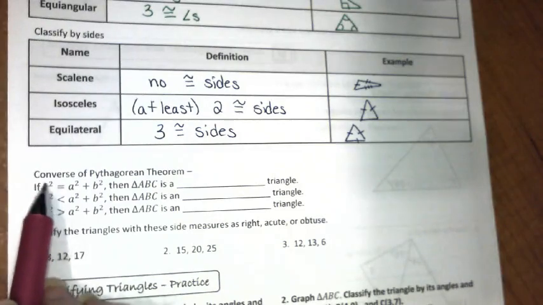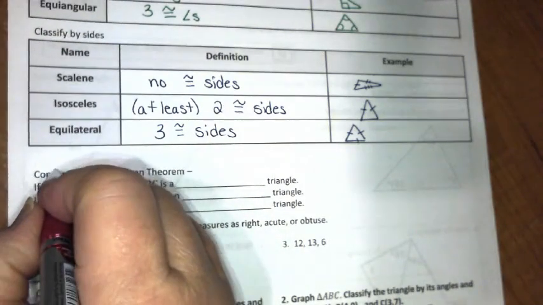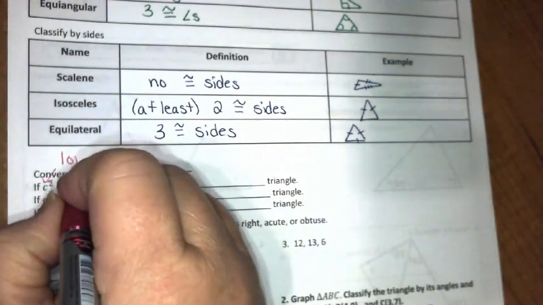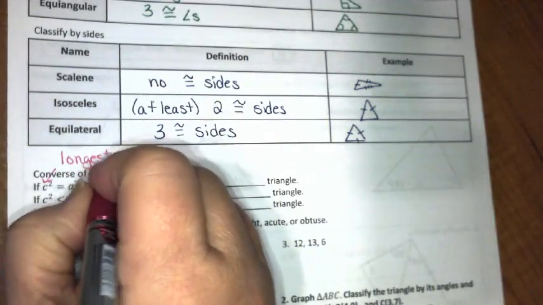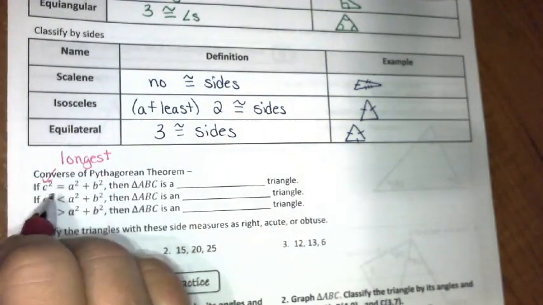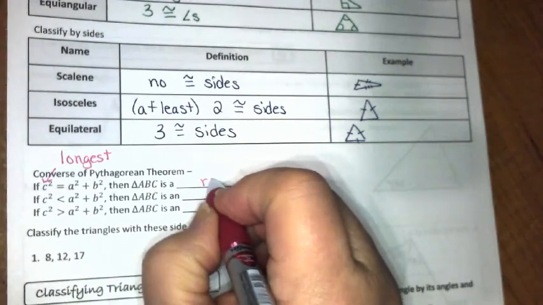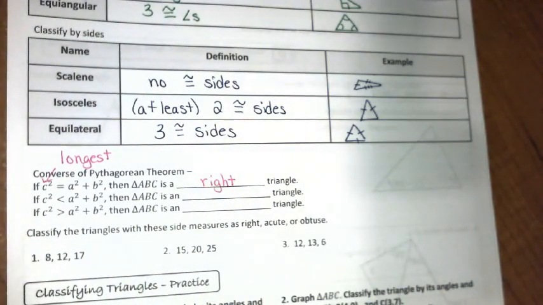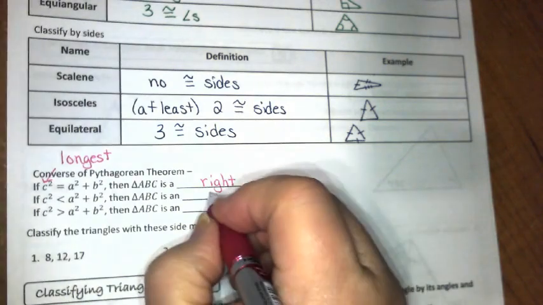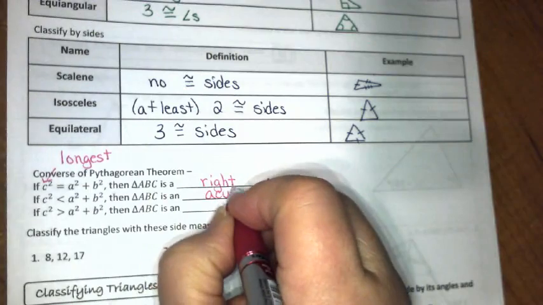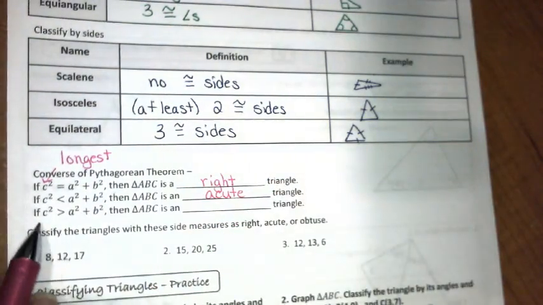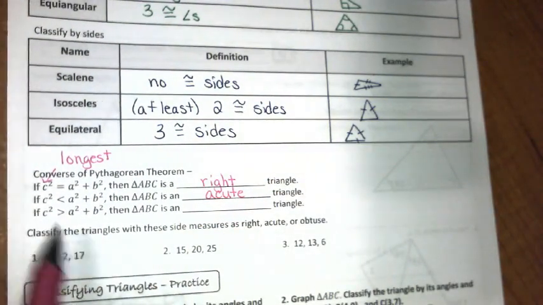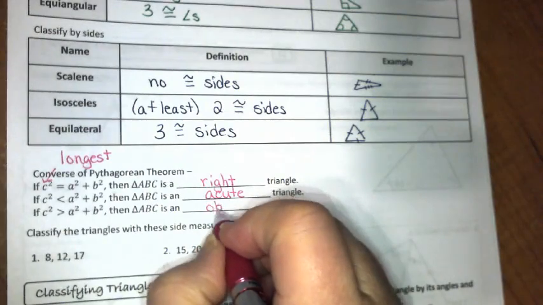If c squared, now of course c always represents the longest of the 3 sides, is equal to a squared plus b squared, that's what we've commonly known as, hey, that's a right triangle. If c squared is less than a squared plus b squared, it's an acute triangle. And then if c squared is greater than, it's an obtuse triangle.